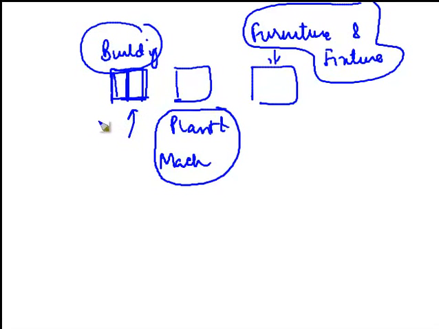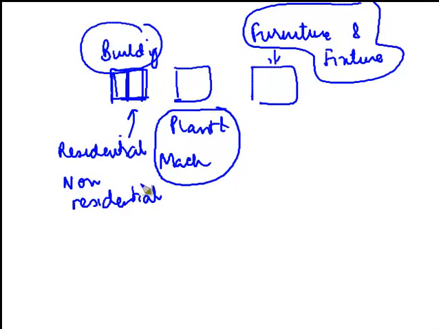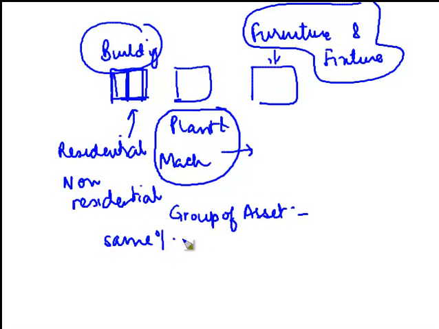So let's say there are different types of buildings which could be there. Let's say residential buildings and non-residential buildings, right? Similarly, for plant and machinery also, you can have different sets of blocks, right? What we mean by a block of asset, insofar as the Income Tax Act is concerned, is a group of assets on which the same percentage of depreciation is allowed.